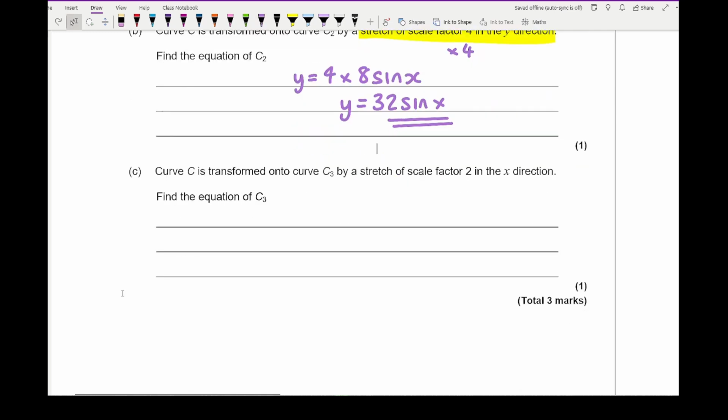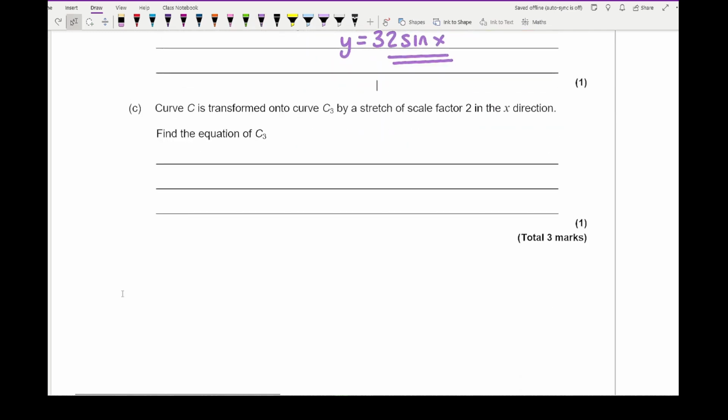Then for part C, it says curve C is transformed onto a curve C3 by a stretch of scale factor 2 in the x direction. So to perform this transformation, what we need to do is multiply x by a half. So if we do that, what we end up with is y equals 8 sine, and then we halve the x value, so that is what we get as our final answer.